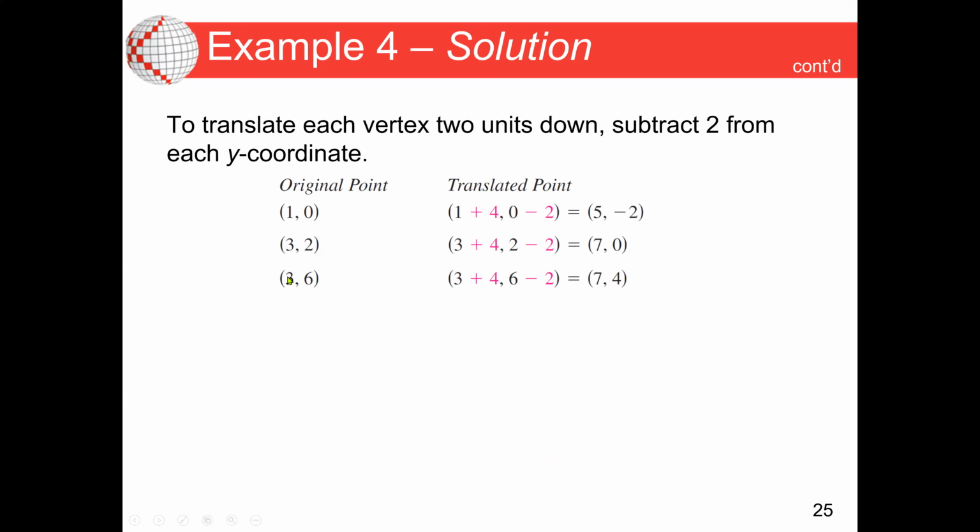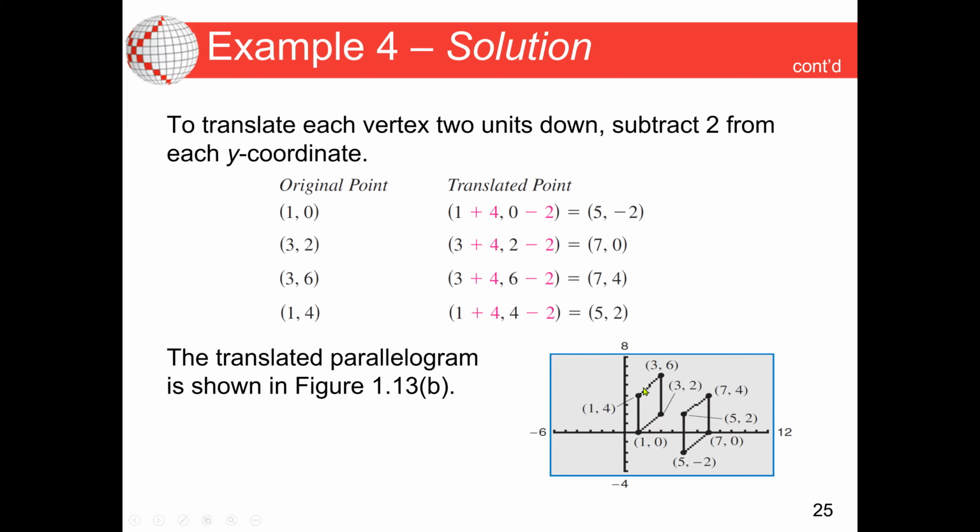Next is 7, 3 plus 4, 7. 6 minus 2, I'm moving down, so 7, 4. And the last one, we have 1 and 4, so it will be 5 and 2, 4 minus 2. And this will be our new image. So we move it from the left to the right. Here we can see that it goes to the right. All the points go to the right by 4 units, then down by 2 units. So we can see the object goes down a little bit and to the right.